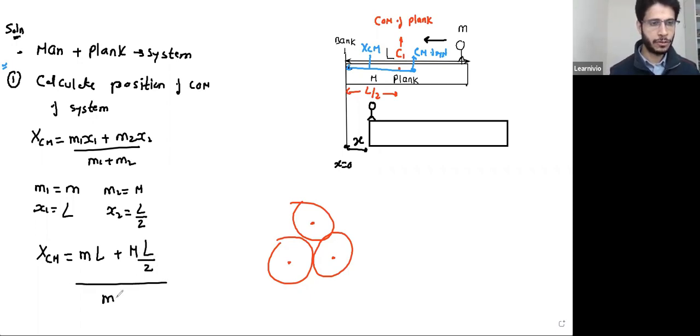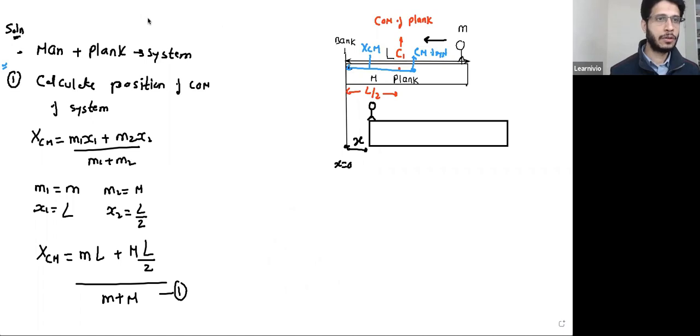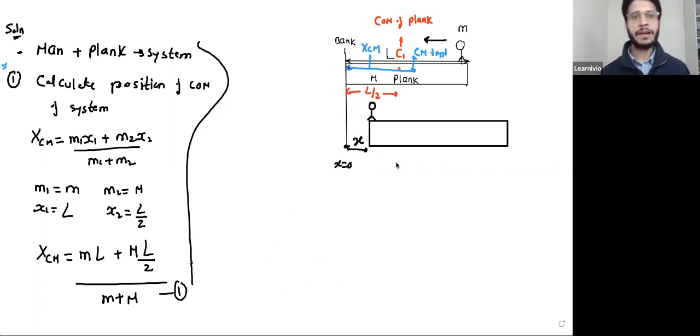So this is your xcm, right? Yes. Okay, let's move on to the next part. When this man reached this other end, I again need the center of mass of the entire system. I need the position of center of mass of the entire system when this man has reached the other end of the plank.